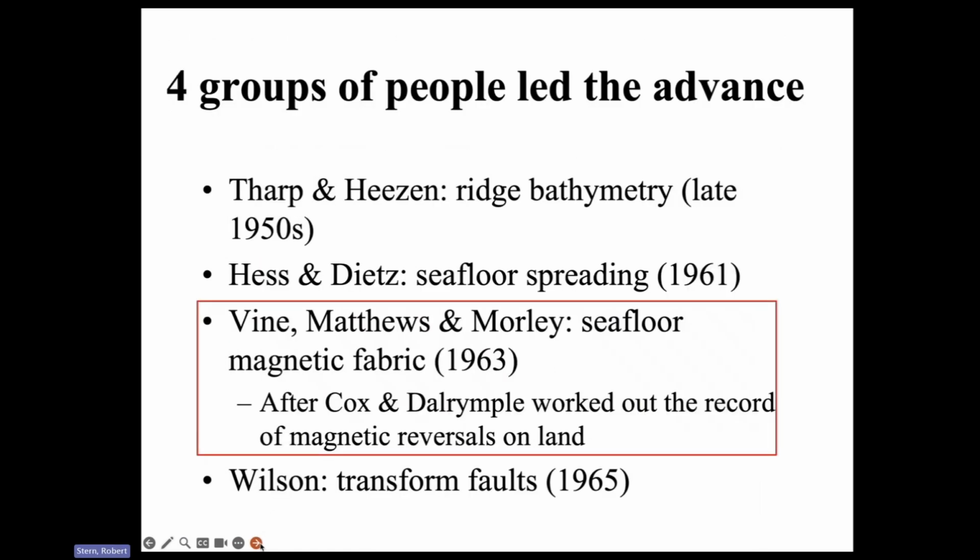All right. So seafloor spreading, Hess and Dietz, people liked this, but it's like, okay, well, what else does it explain? A real advance in our understanding of any field is going to explain some things that it wasn't intended to explain. And that brings us to Vine-Matthews-Morley. This is the seafloor magnetic fabric understanding that happened in 1963. And this couldn't be really resolved until they'd worked out the magnetic reversals on land.